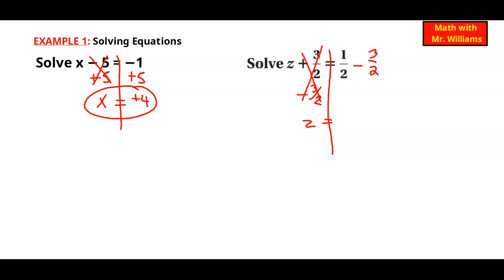Since they have a common denominator, I'm going to keep the denominator, leaving me 1 minus 3 on top. And if you take away 3 from 1, you end up with a negative 2 on top over 2, which we can simplify down to negative 1 for my answer.